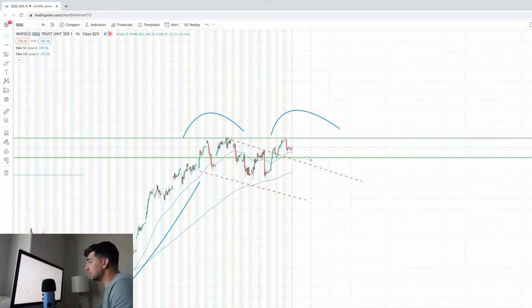These are levels that we're expecting. 338 is going to be strong support, and 342 is going to be strong resistance. If we break one of those, we look to play puts or look to play calls. And obviously this is just an overall idea.